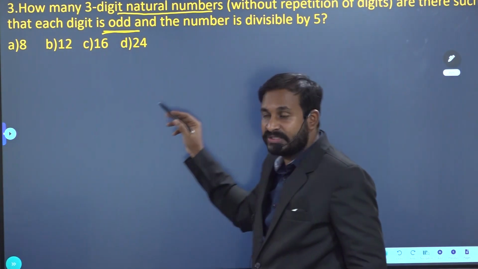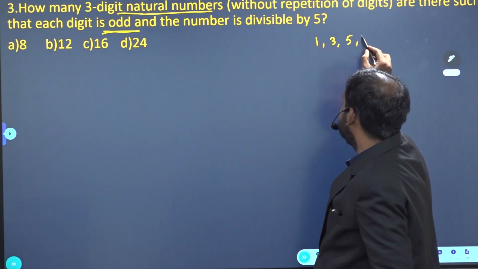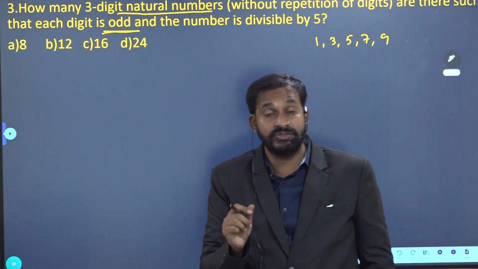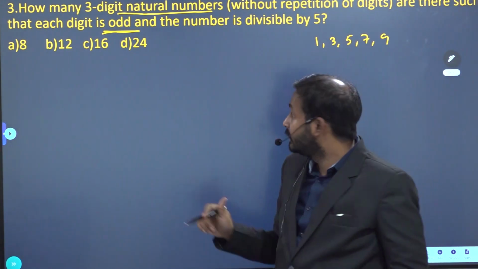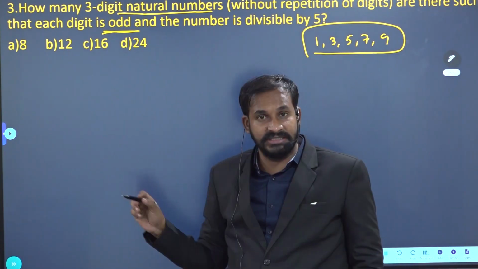Each digit should be odd means what are the digits I can use? 1, 3, 5, 7 and 9. These are the digits I should use to form the 3-digit numbers. Why? Because each digit is odd.